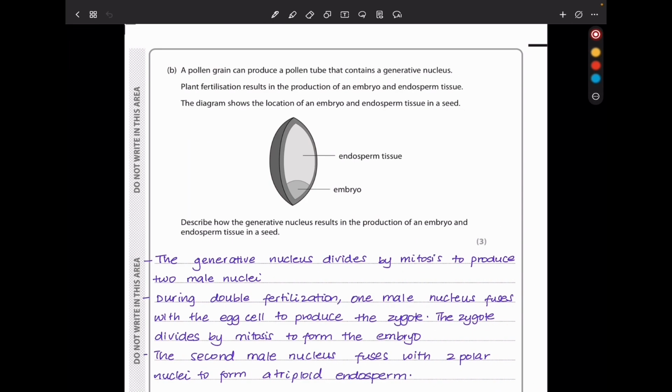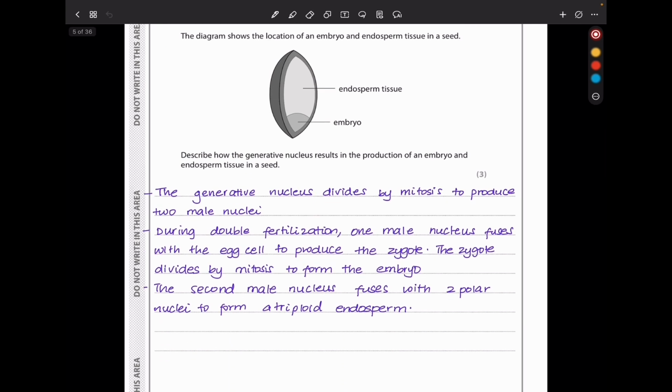In part B, a pollen grain can produce a pollen tube that contains a generative nucleus. Plant fertilization results in the production of an embryo and endosperm tissue. The diagram shows the location of an embryo and endosperm tissue in a seed. So we can see the endosperm is here, and this is where the embryo is. They say describe how the generative nucleus results in the production of an embryo and endosperm tissue in a seed. As the pollen tube travels through the style, the generative nucleus is going to go through mitotic cell division to produce 2 male nuclei. One of the male nuclei is going to fertilize the egg cell, while the other is going to fuse with the 2 polar nuclei.